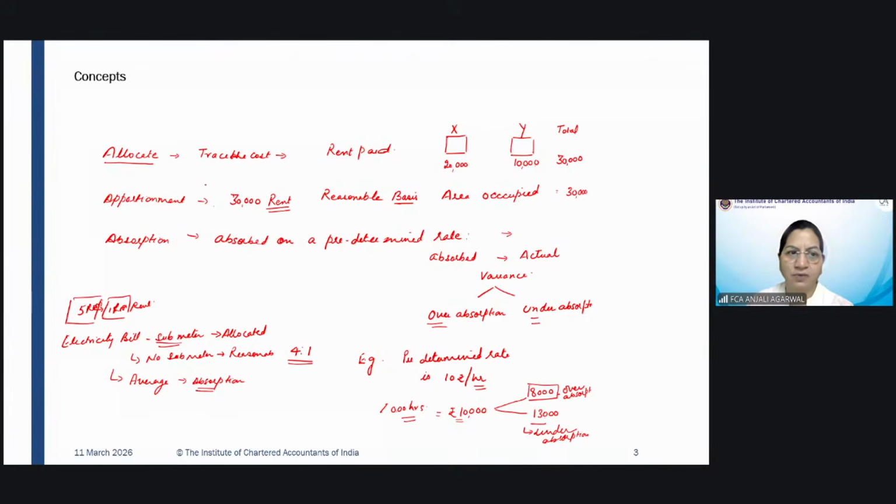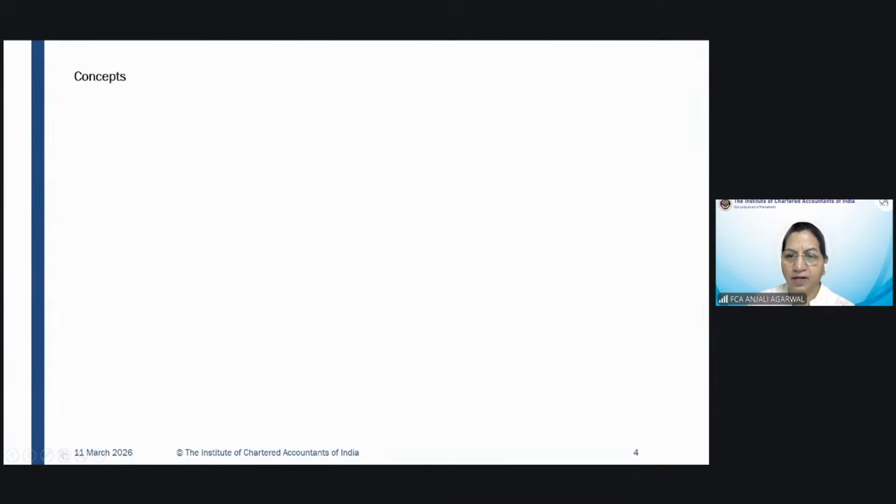So overheads are either allocated, apportioned, or absorbed. In absorption, there can always be overabsorption or underabsorption. When actual expenditure is less, we say it's an overabsorption. And when actual is more than the absorbed, then there is a case of underabsorption, right? So these are the three ways in which we will allocate, apportion, or absorb the overheads.